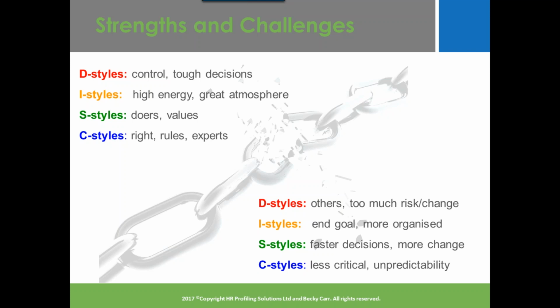So, for example, the D style, they like to control and make tough decisions when needed. They can do that. The I style, they have high energy and can inject atmosphere into a team. The S tends to be doers, so they get things done while keeping values such as fairness ingrained. The C focuses on doing things right, implementing rules, and are often experts in their field.